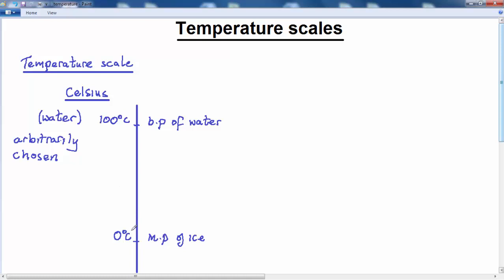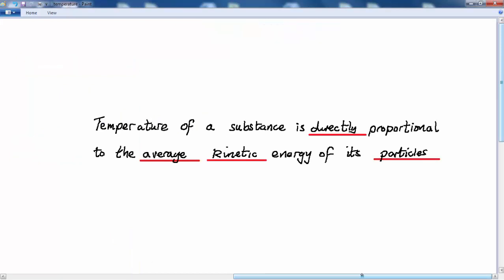Now then, you'll notice that this scale also allows us to have negative temperatures. So temperatures can go well below the melting point of ice. Now, that creates a little bit of a problem, because if you remember in our last lesson, we learned that the temperature of a substance is directly proportional to the average kinetic energy of its particles. Okay, so the problem with this is that you cannot have a negative value for the average kinetic energy.